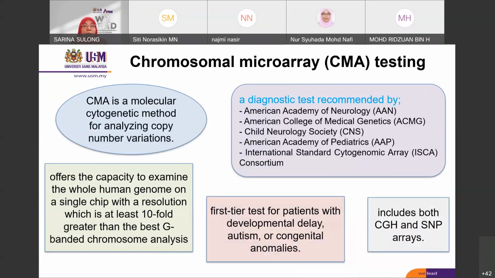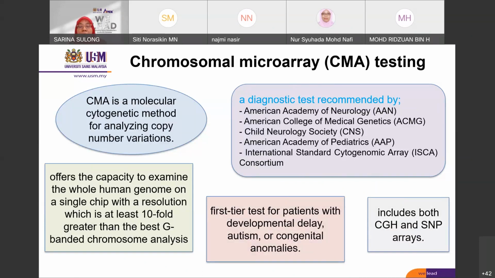So what is chromosomal microarray testing or CMA testing? It's usually used in disease diagnostics. CMA is a molecular cytogenetic method for analyzing copy number variations. This testing offers the capacity to examine the whole genome on a single chip with a resolution which is at least tenfold greater than the best G-banded chromosome analysis or cytogenetic analysis.